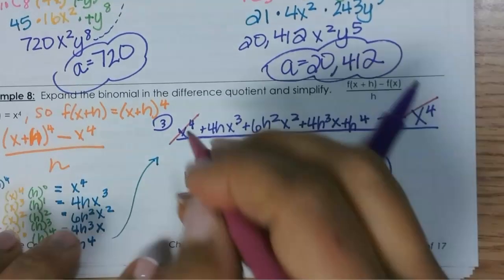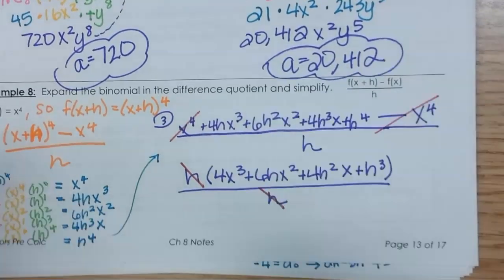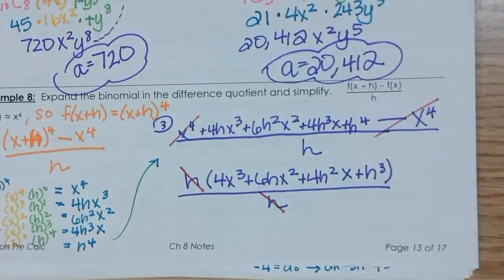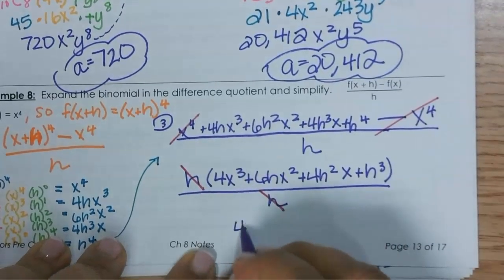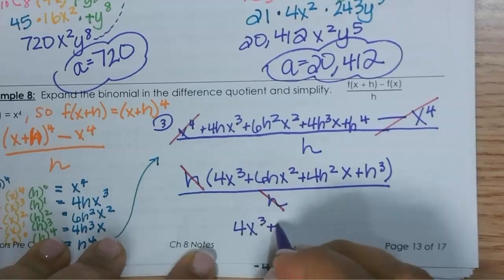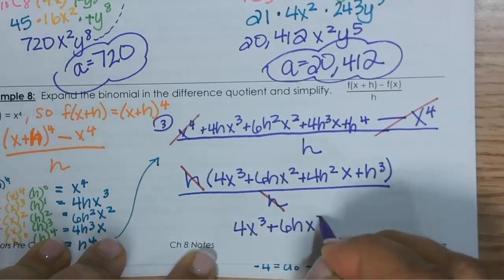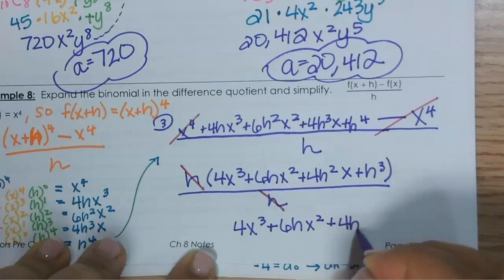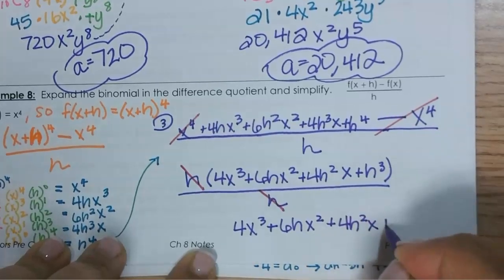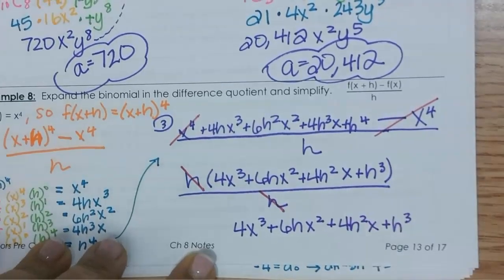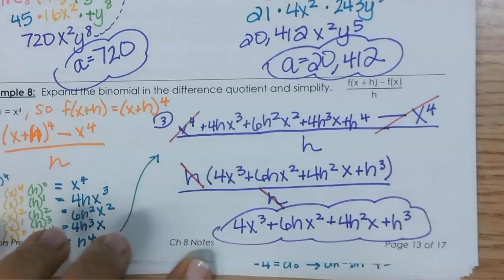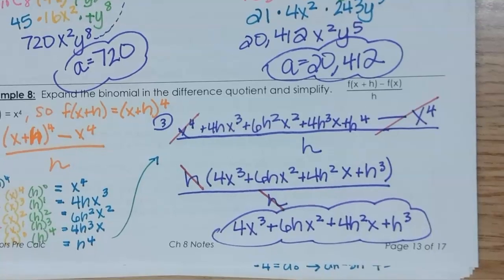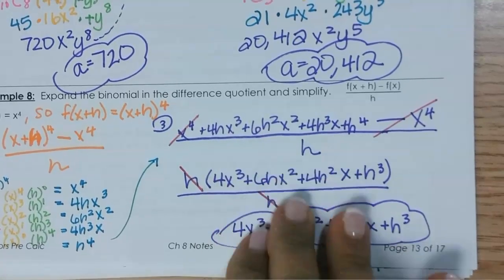Oh, what do you know? That factor in the numerator cancels from the factor in the denominator. So all I have left is 4x cubed plus 6h x squared plus 4h squared x plus h cubed. Not really much you can do with that. No like terms to combine, nothing that we can factor out of every term. That's going to be what your answer looks like.